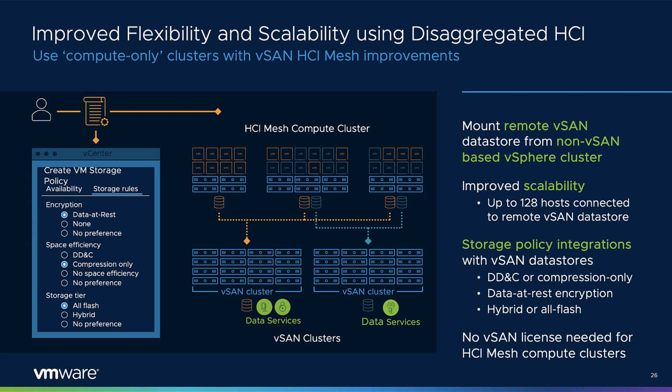When defining a storage policy, an administrator will be able to define the types of data services that they're interested in, such as deduplication and compression or data at rest encryption, and the storage policy wizard will filter out the available data stores that meet the criteria. This allows for an easy understanding of what type of storage may be available to multiple vSAN clusters connected by HCI Mesh.